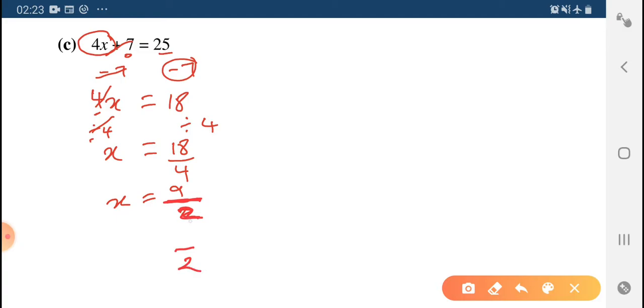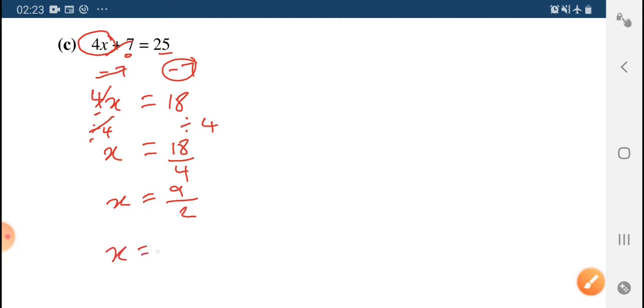Then you ask yourself, how many times does this 2 go into the 9? So 2 goes into 9 exactly 4 times. So 2 times 4 is 8, and the balance is 1. So x is equal to 4 and a half, which is 4.5.